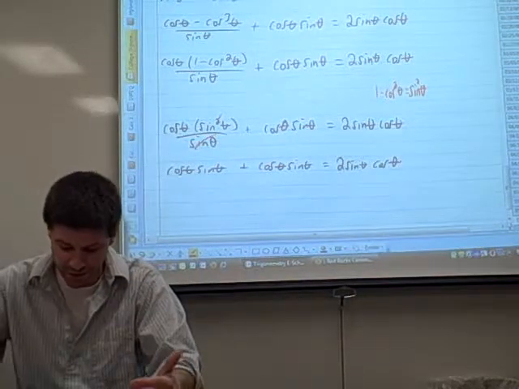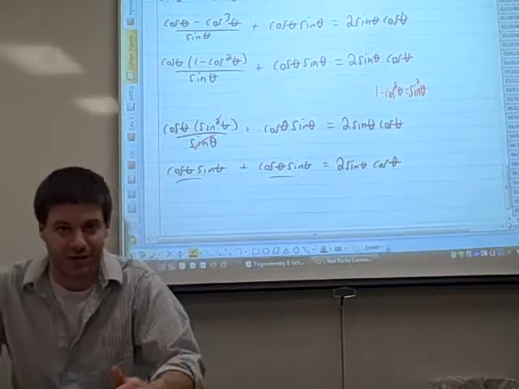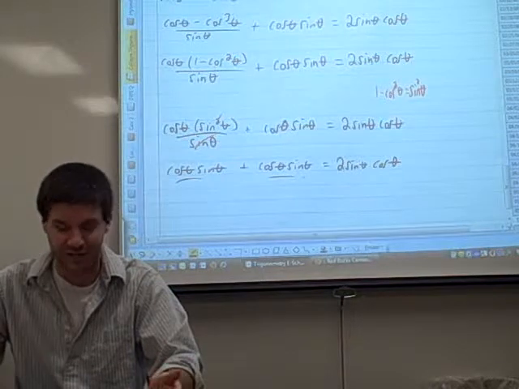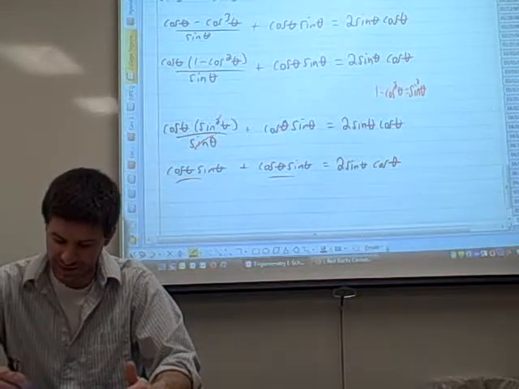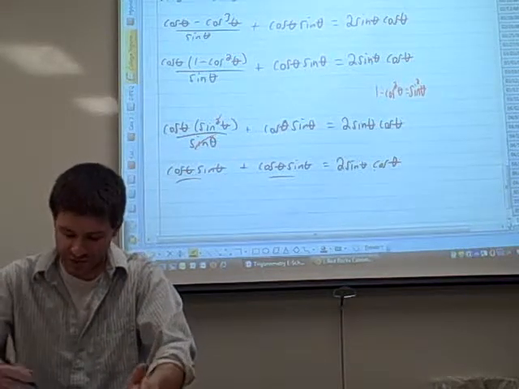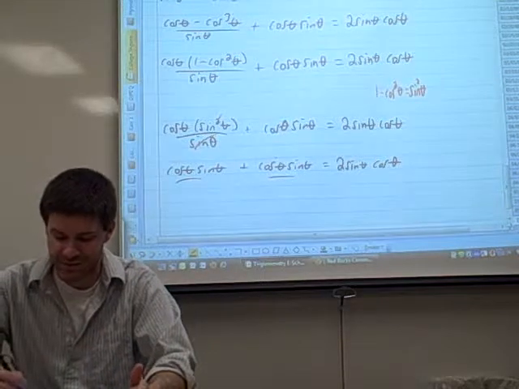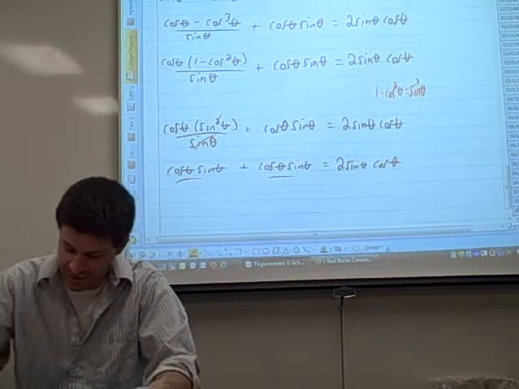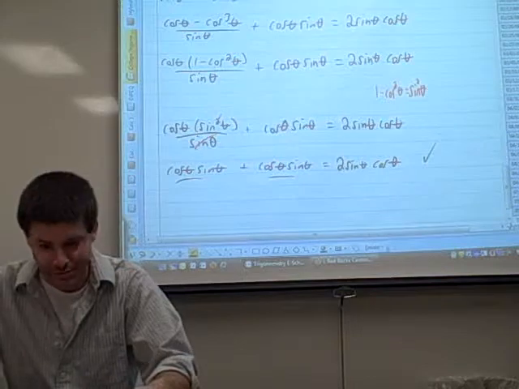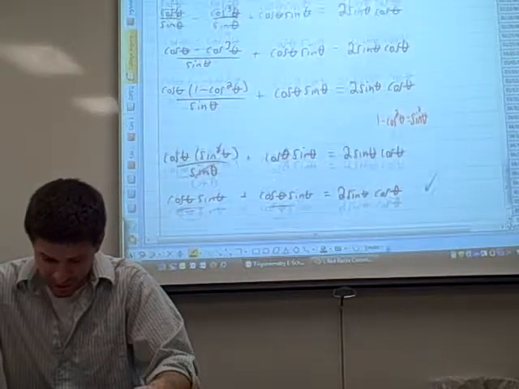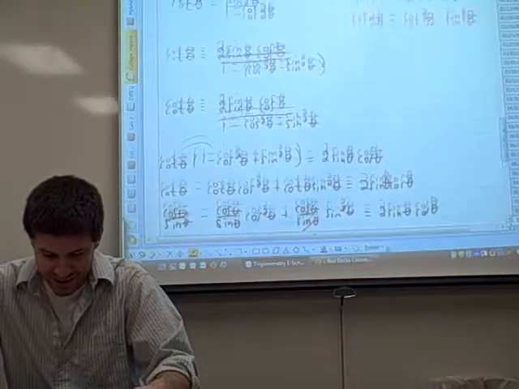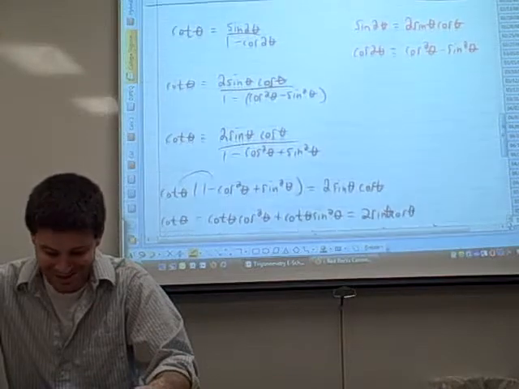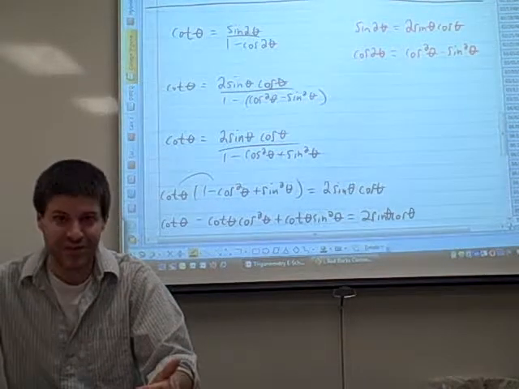Of course that's true because the left-hand side has two like terms. You combine them, and multiplication is commutative, so cosine theta sine theta is the same as sine theta cosine theta. So that is absolutely true. It took a long time, it took a lot of steps, but we kept our pencils moving, and eventually it worked out.